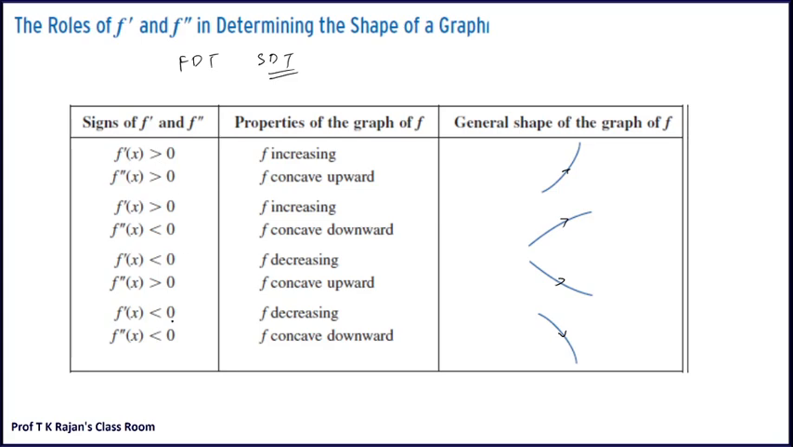So by identifying f'(x) and f''(x), we can see the shape of that curve within a small interval, whether it is increasing, decreasing, concave upward or concave downward. This is how we determine the shape of the curve by using the first derivative test and second derivative test. So with this, I conclude the session.